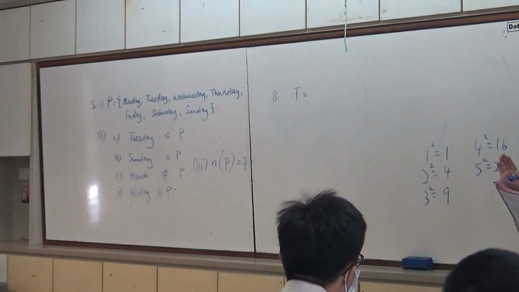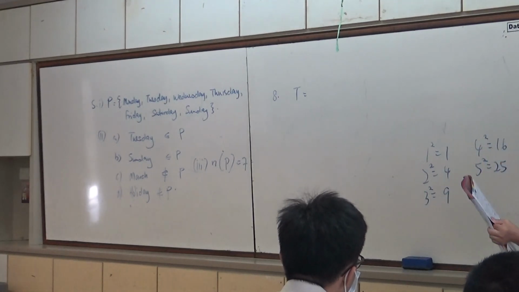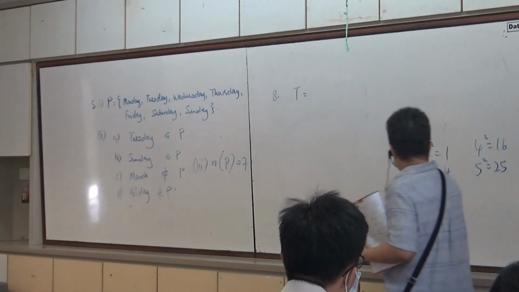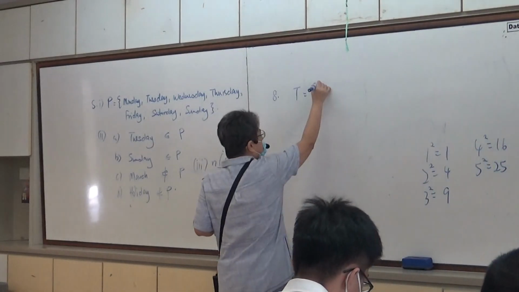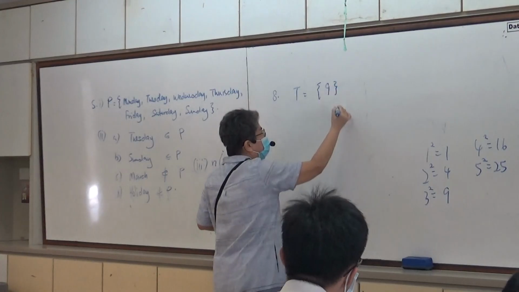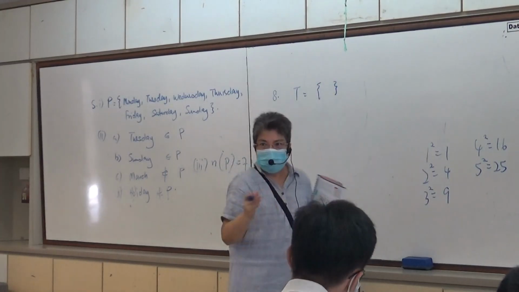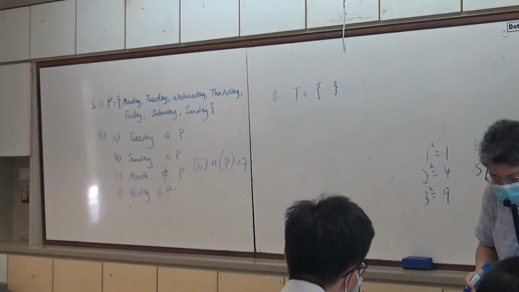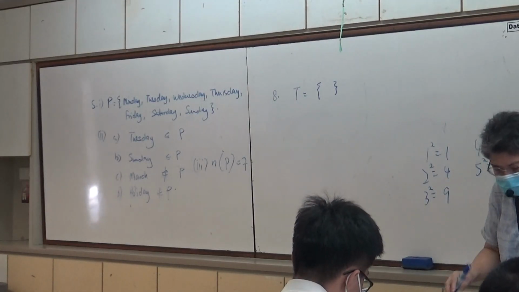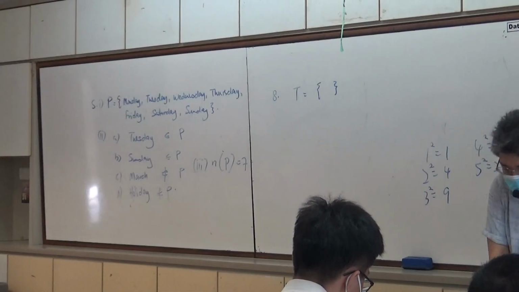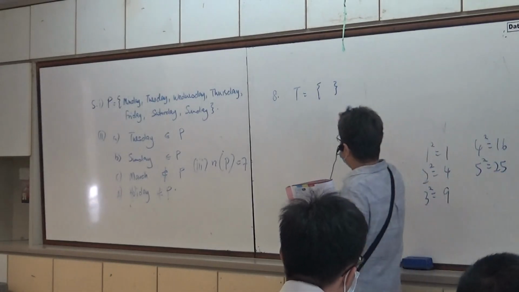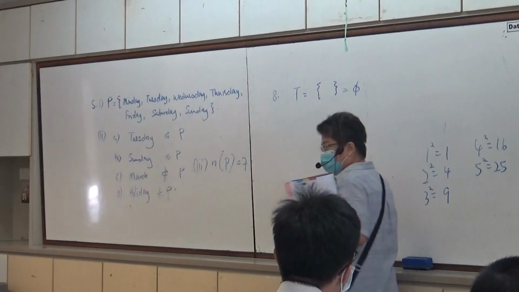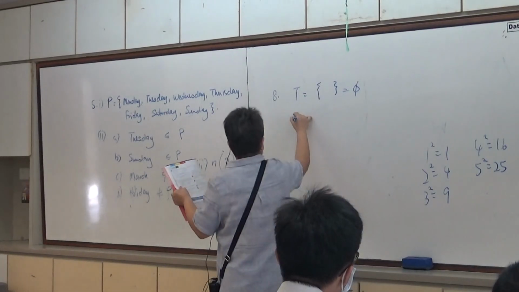Understand? Okay. So T is a perfect square between 10 and 15. Is there any perfect square between 10 and 15? No. Only 9 and 16. 9 cannot, because it must be between 10 and 15. So is it a null set? Yes. So T is a null set. Very basic. Okay, U.